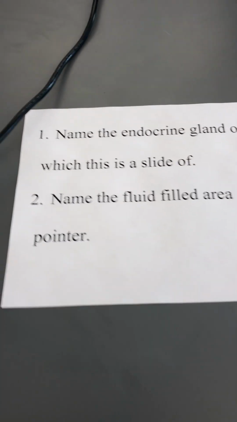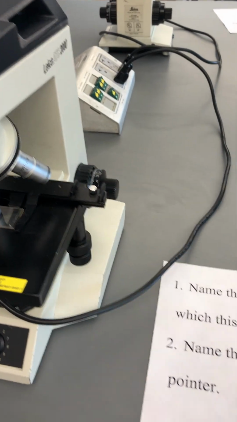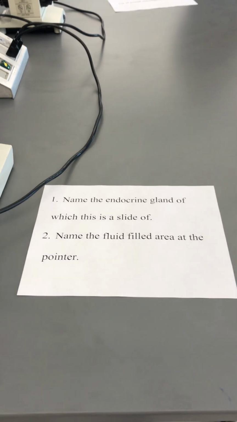Number 1, name the endocrine gland. This is a slide of, and it's a very difficult process of doing this, but it's the thyroid. The fluid-filled area is colloid.